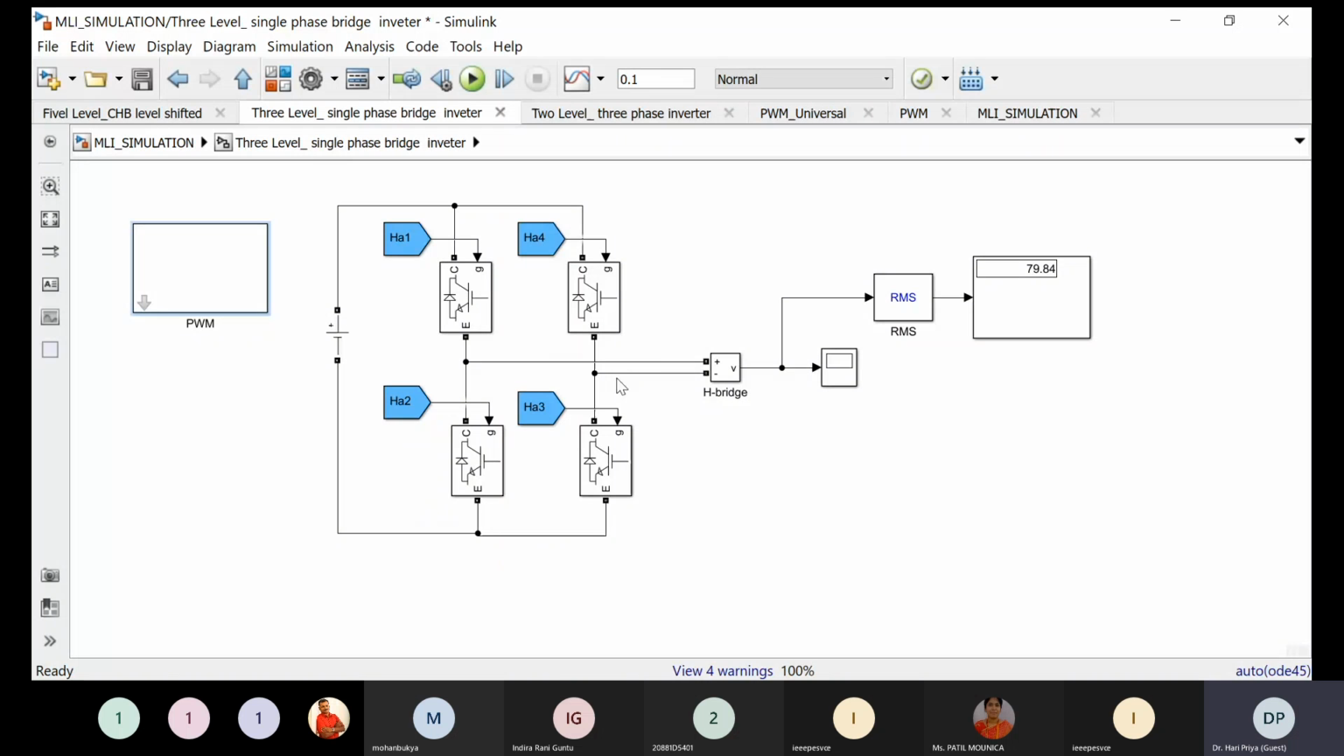Now, if I have to ensure the output voltage is VDC, in the bottom switch, HA3 should be on and HA4 is off. So in such a case, we have to make sure that there is a 180 degrees phase shift operation. That means if the upper switch of the first leg is on, then the bottom switch of the second leg should be on. So, there should be a complementary operation.